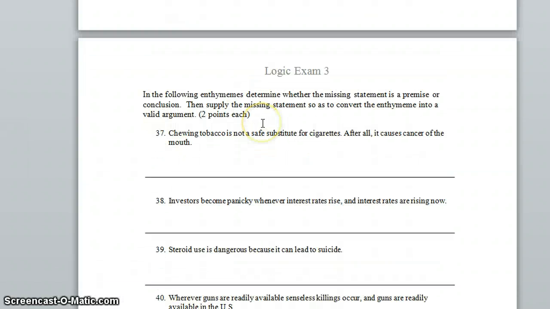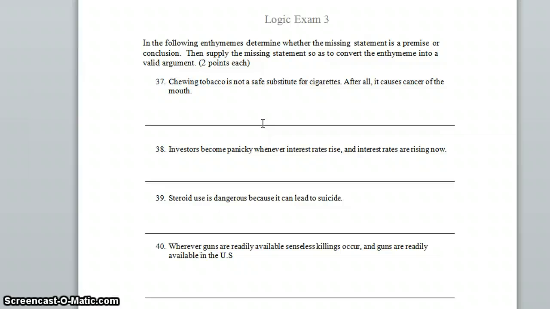Finally, 5.6, enthymemes. You don't have to write these out in categorical terms. All you have to do is say what's missing, whether it's the premise or conclusion, and what that premise or conclusion would be. And you can just write that in regular English. It doesn't have to be in categorical terms.